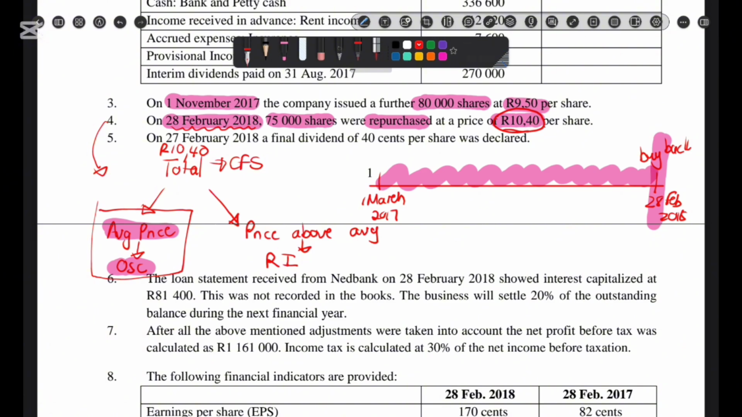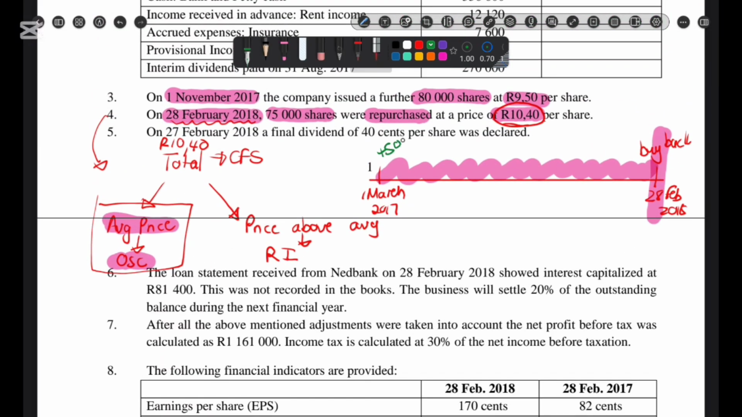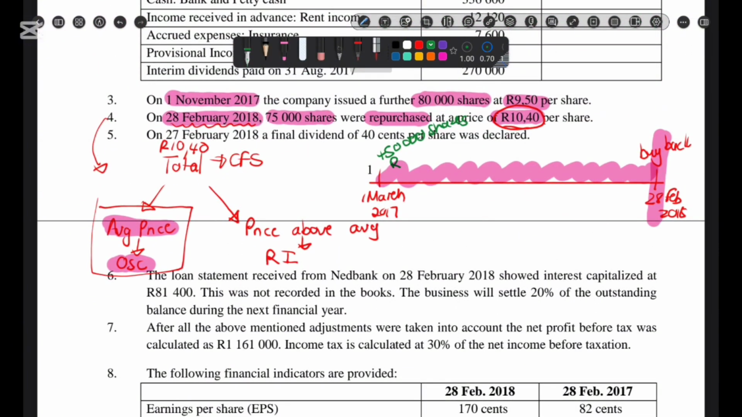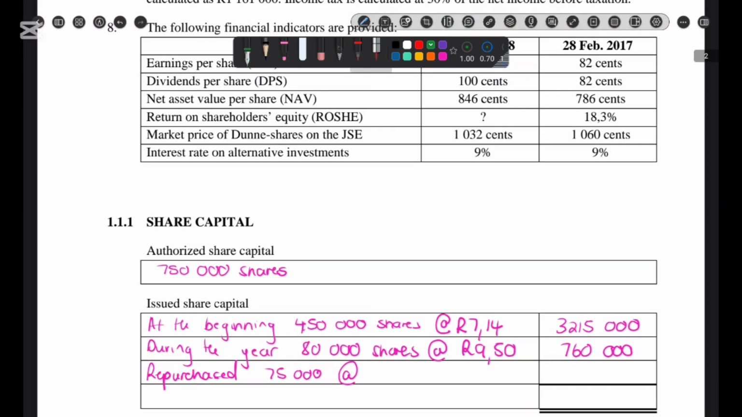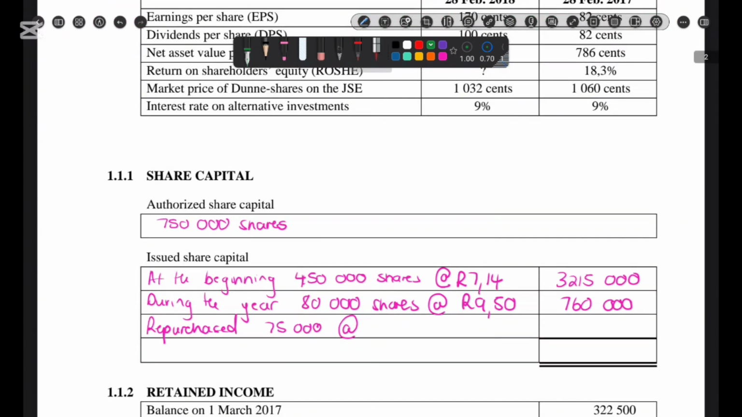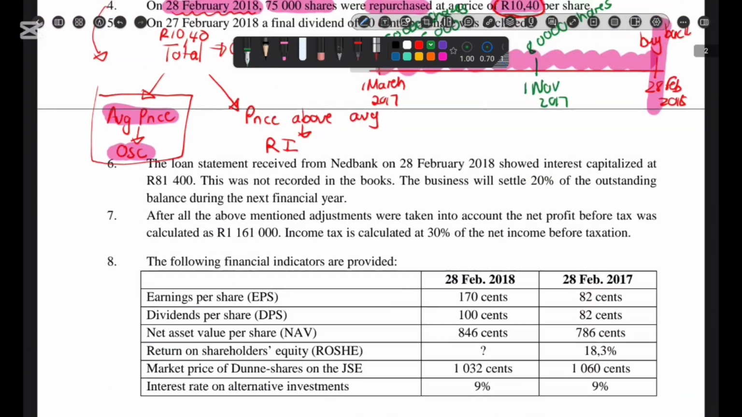And remember, we know that at the beginning of the year, we had how many shares in issue? We had 450,000 shares in issue here. And how much did we get for those shares? We got 3,215,000 here at the beginning, right? Then we also know that during the year, somewhere here on the 1st of November 2017, we went and issued more shares. We issued 80,000 more shares. And how much did we get for those shares? In total, we got 760,000.